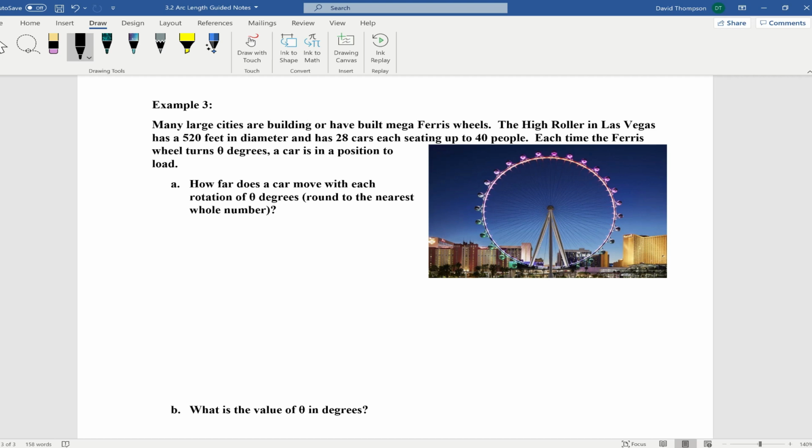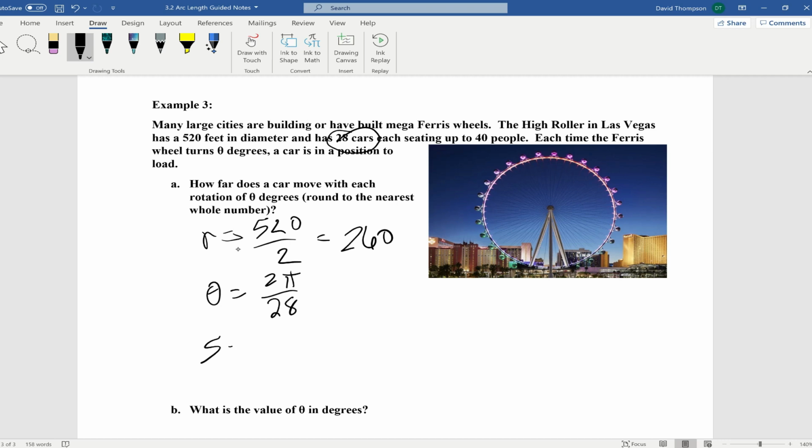So first, our r is going to be 520 divided by 2. So 520 divided by 2 should be 260. And we don't have to worry about converting this to degrees because we know there's 2 pi radians in a circle. So our theta is just going to be 2 pi, and we know there's 28 cars. So it's going to be just 2 pi over 28.